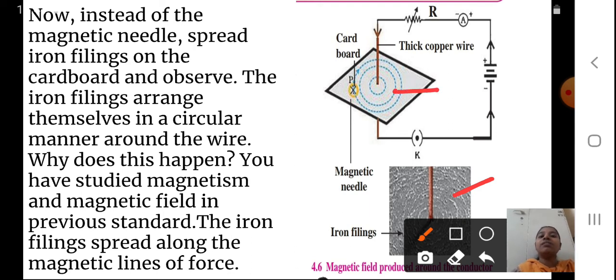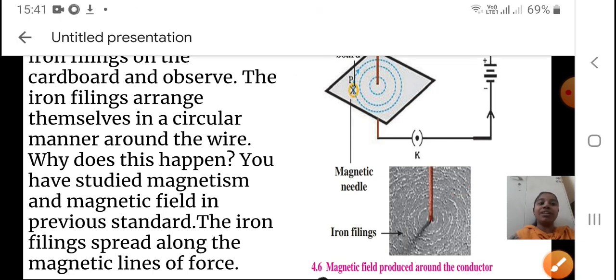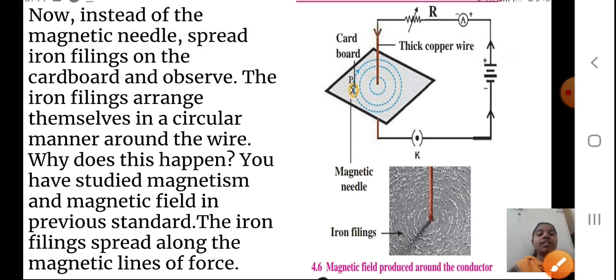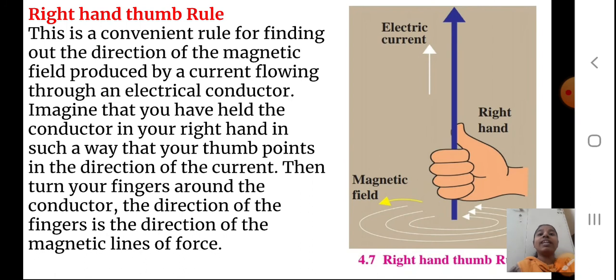We call them magnetic lines of force. Okay, students? I hope till here it is clear. Should we proceed? Okay. So, the next part you studied was the right hand thumb rule. Now, what is this right hand thumb rule?